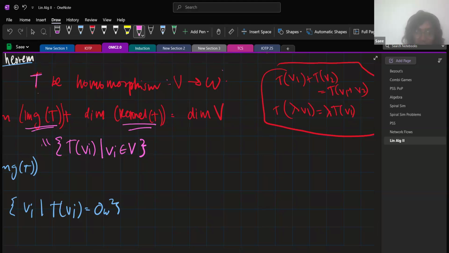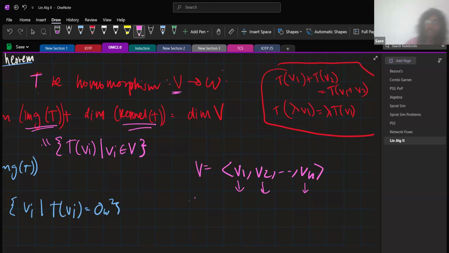Yes. So the next thing to look at is, if you know where every basis vector of V is going, then T is entirely defined. That's a very nice observation to have. So let's say you have some basis of V, spanned by V1, V2, up to Vn, and these are all linearly independent. Then if you know where each of these vectors goes under T, you know where every single vector in V is going.